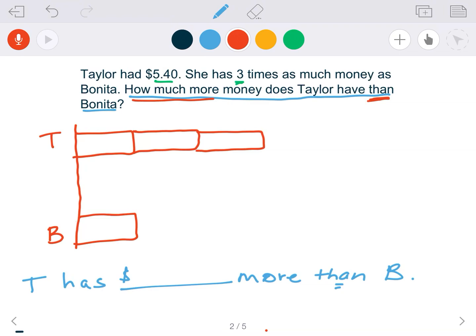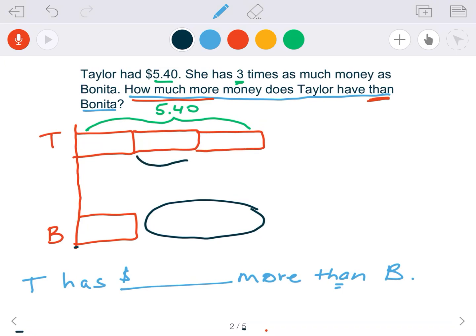What else could we fill in? Well, we know how much this whole thing here is: $5.40. Where does our question mark go? They're asking not how much Bonita has down here. They're asking what the difference is, what this empty space is between what Taylor has and what Bonita has. So this is what we really want to find out, how much extra Taylor has compared to Bonita.